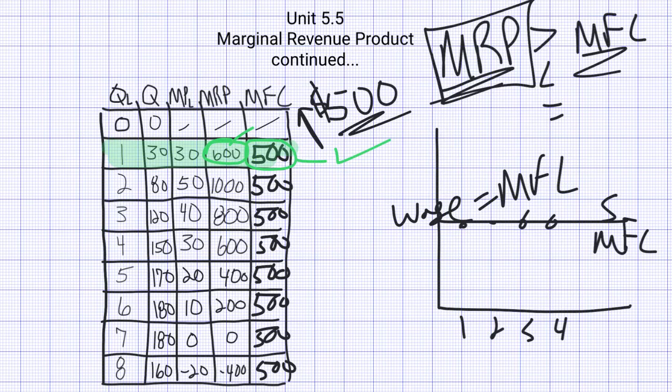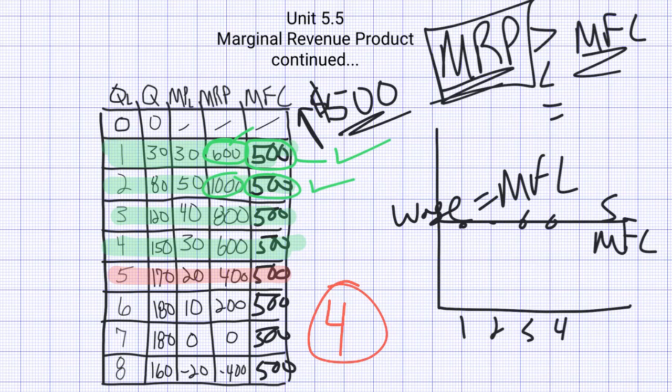The next worker, worth it. Why? Because it costs me 500 to get 1,000. So that worker gives me an extra $500 of benefit, more than the cost. I think we get the hang of it now. If we look at this one, worth it, 800 better than 500. Worth it, 600 better than 500. This one, not worth it, because 400 is all the revenue that worker generates, but it costs me $500 to get it. So in this context, I would hire 4 workers.